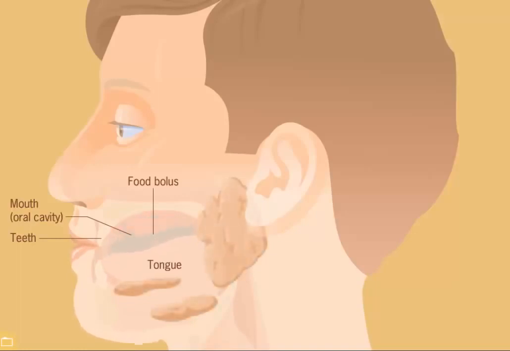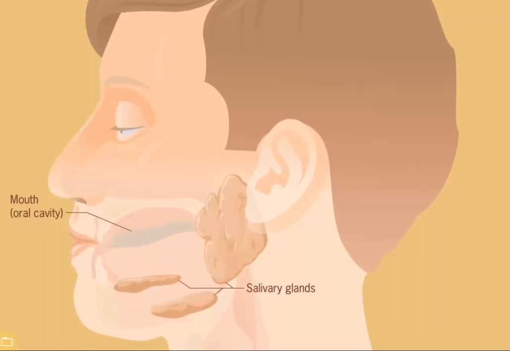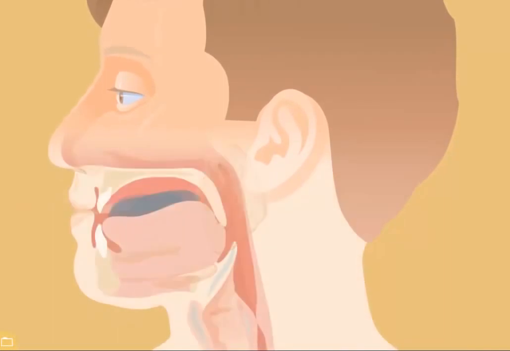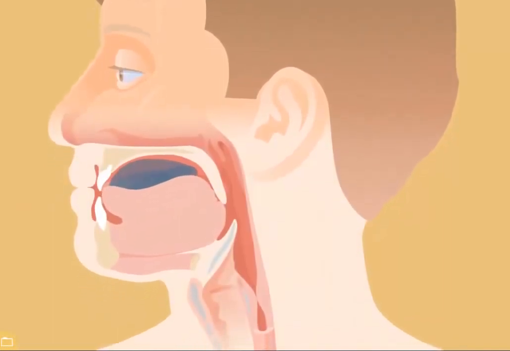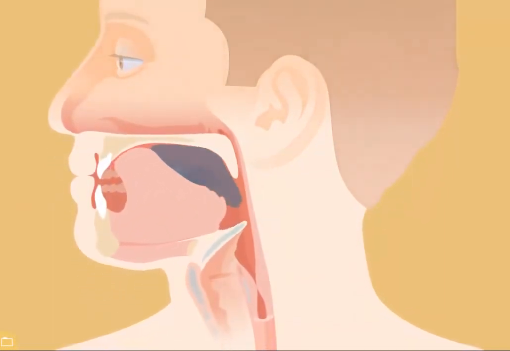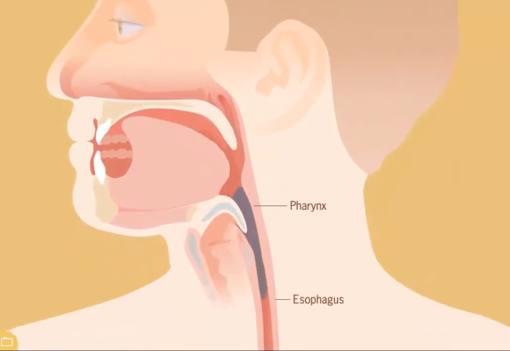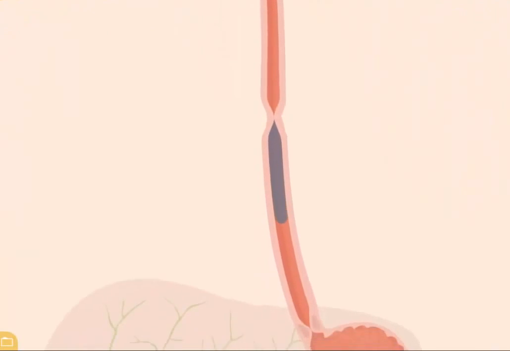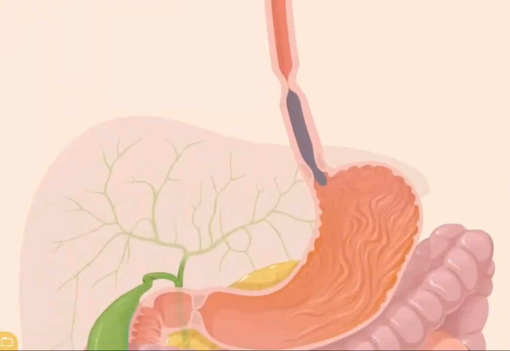Chemical digestion starts when the salivary glands release saliva into the oral cavity. Saliva is rich in amylase, an enzyme that breaks down carbohydrates. After the bolus has been broken down adequately, swallowing begins. The food bolus passes through the pharynx and into the esophagus. Peristalsis, which is rhythmic contractions of the muscle layers, pushes the bolus down the esophagus.